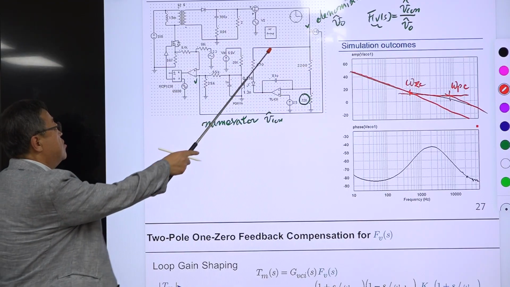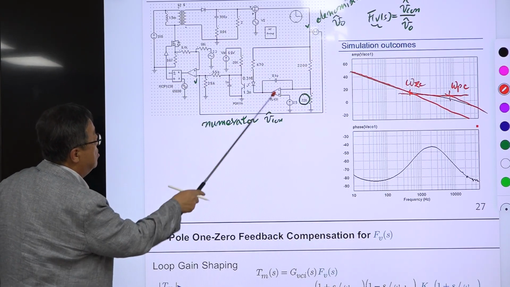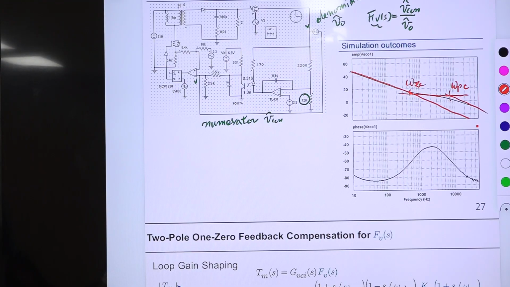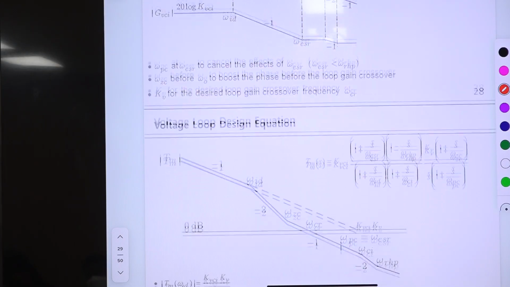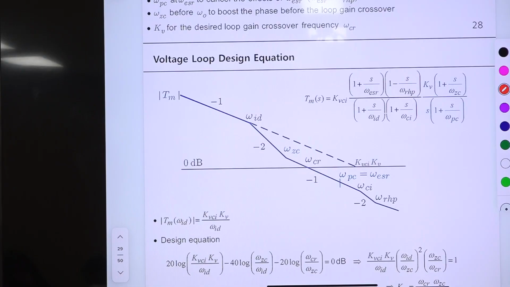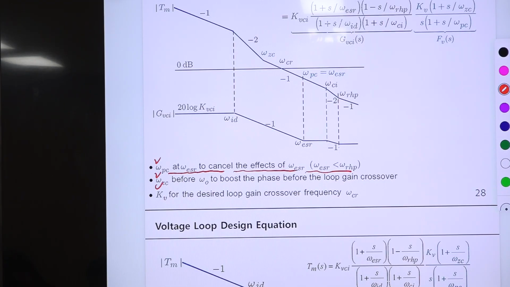The loading effect is negligible here because here you have an op-amp, and an op-amp has very large input impedance, so the loading effect can be ignored. Then you have a very good approximation of this transfer function. I repeated this; this is the same curve repeated here.